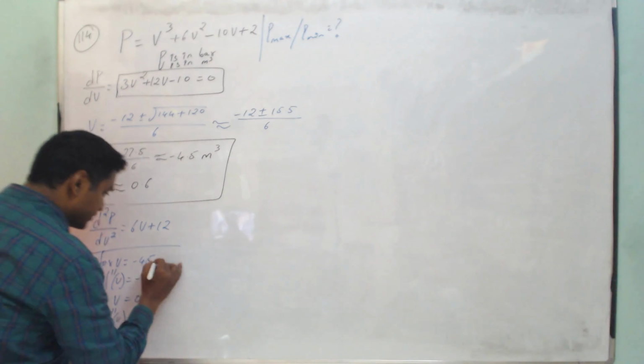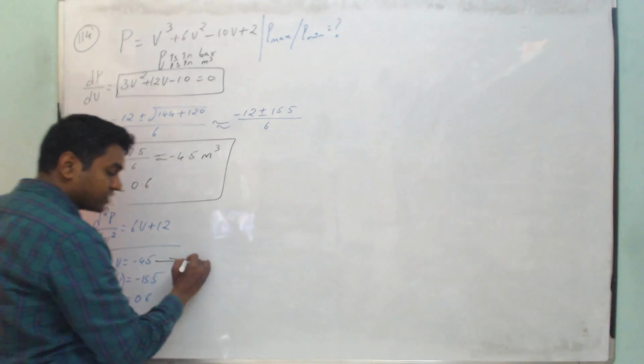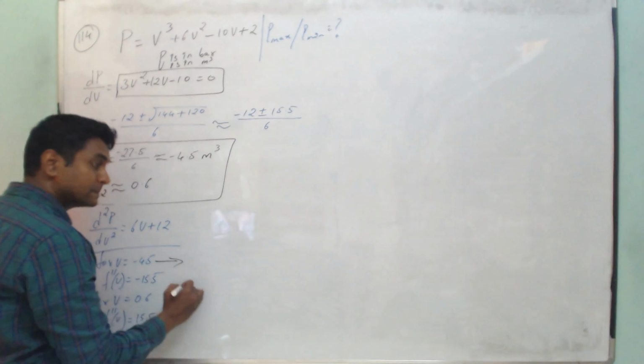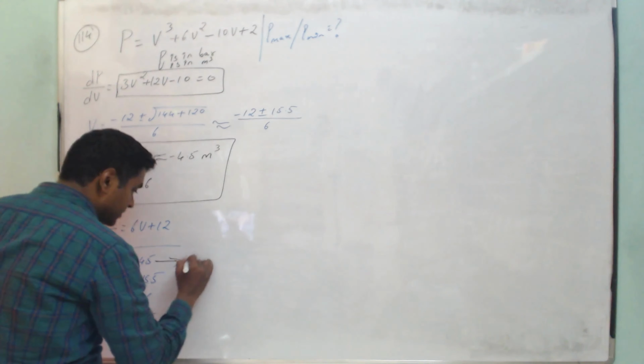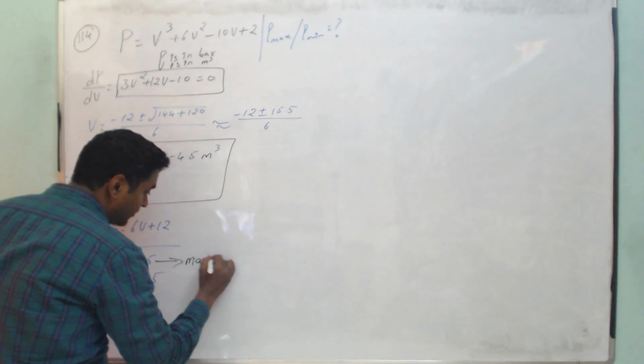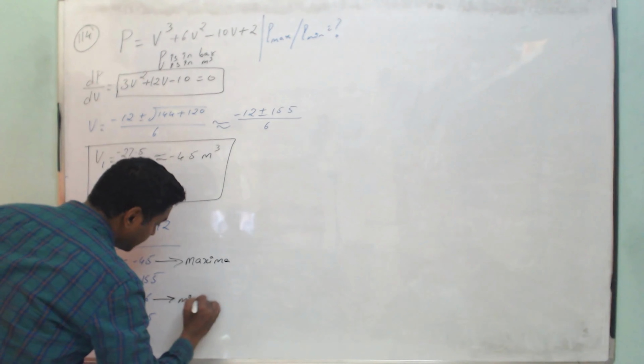So this tells me f double dash is negative. That means at this point I should have a maxima. And obviously the other one will become a minima, correct?